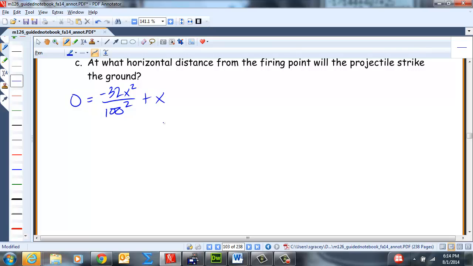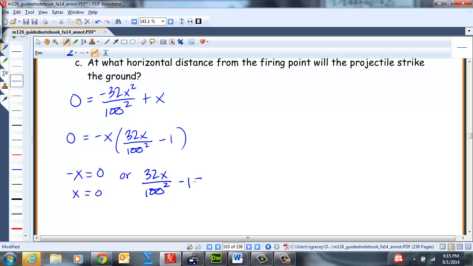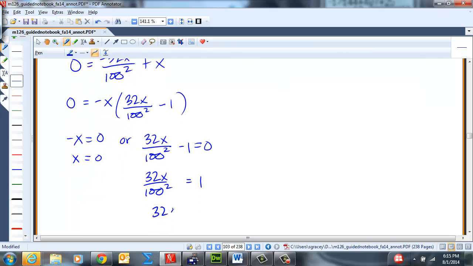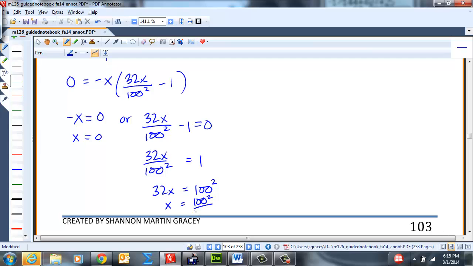So, we will have, you can factor out, I'm just going to factor out a negative x, and then I'll be left with 32x over 100 squared plus 1. Actually, if I factor out a negative, it'll be minus 1. So, negative x is 0, which would give us x is 0, or 32x over 100 squared minus 1 is 0. So solving this, I would have 32x over 100 squared is 1. So 32x would be equal to 100 squared. So x would be 100 squared over 32.